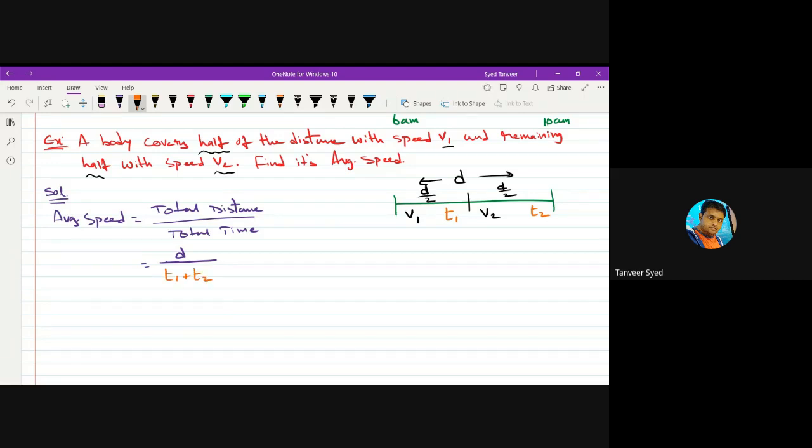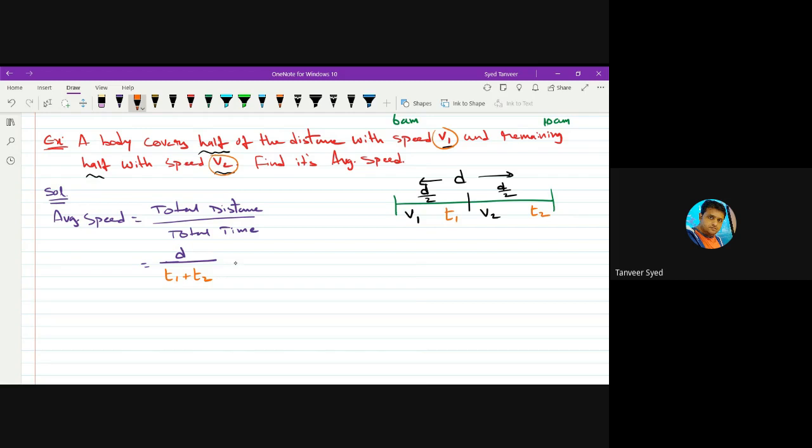But you cannot give your answer like this, because basic principle is your answer must have only those quantities or those terms which are given in the question. In the question you have only v1 and v2. No distance is mentioned, no time is mentioned. So your answer should have only v1 and v2. Right. Then what can we do here?